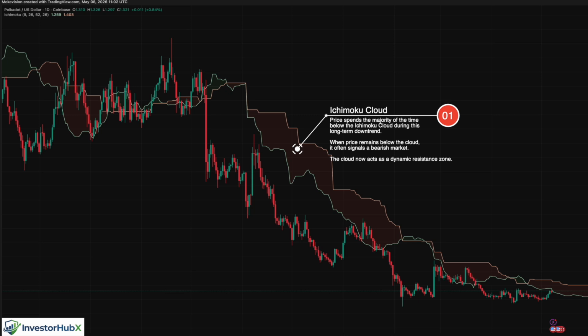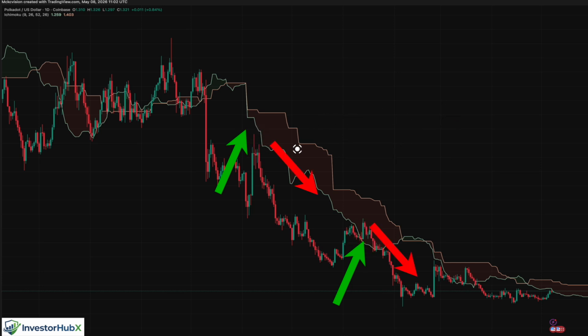The cloud now acts as a dynamic resistance zone. You'll also notice that during temporary rallies, price often retraces back towards the cloud before continuing lower again.